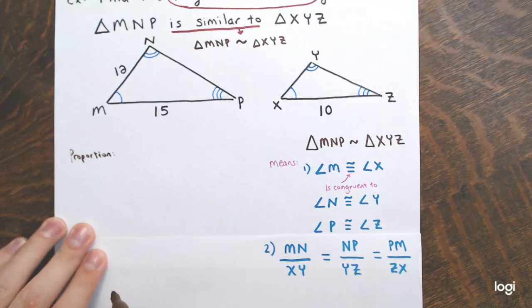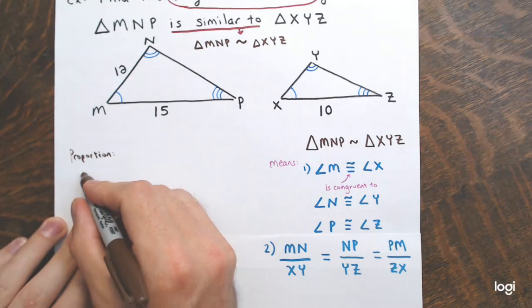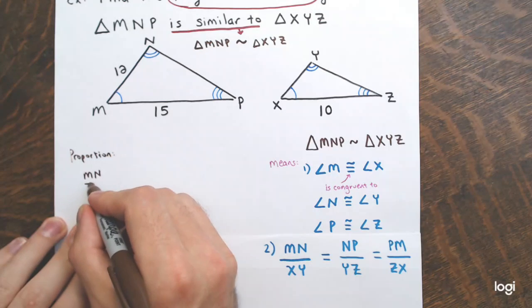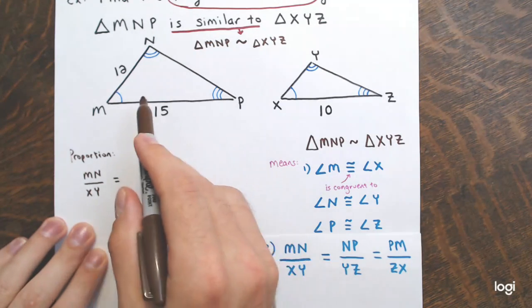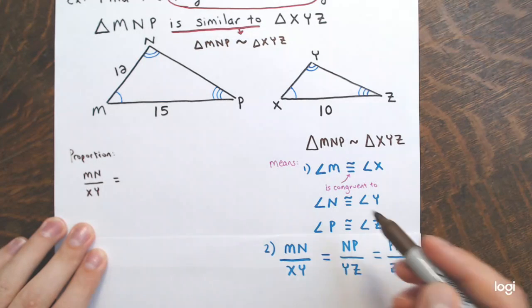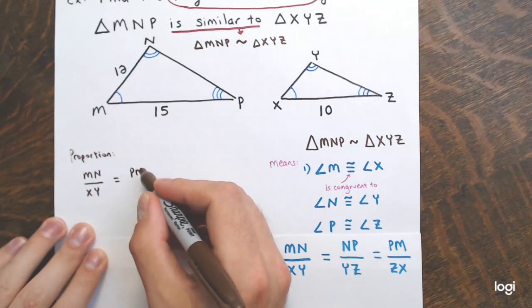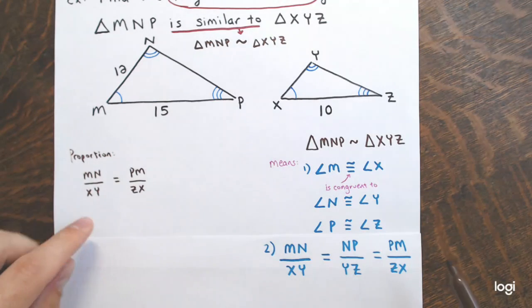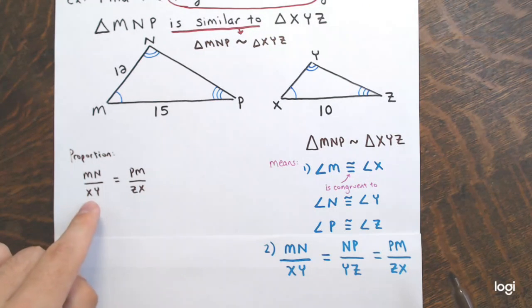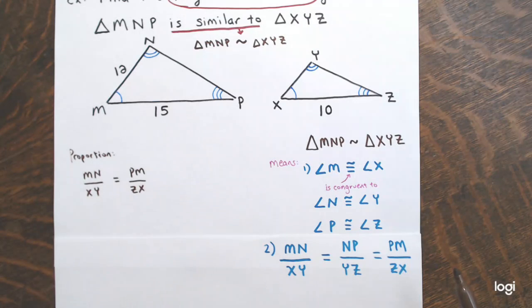Right, where you set 2 fractions equal to each other. The ratio of length MN to the length XY will be equal to, since they're similar, the ratio of PM or MP to ZX or XZ. Right? In this proportion, I will only not know the length of XY.